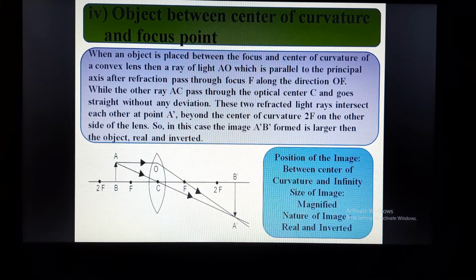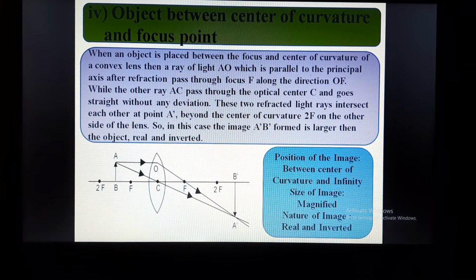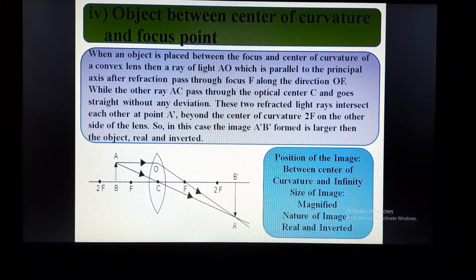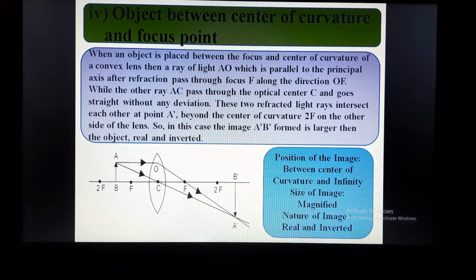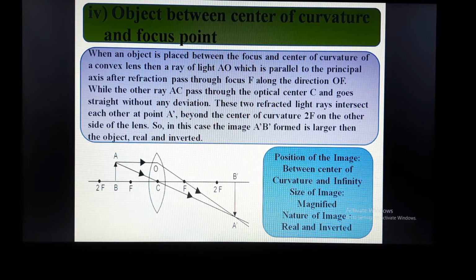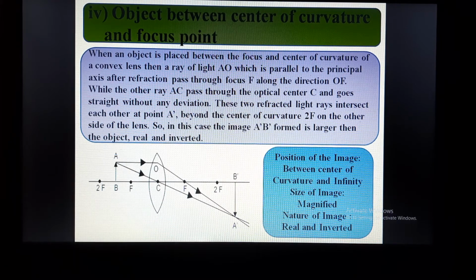An image will be real when the image is formed on the opposite side of the object. Here you see that object AB is placed in front of the lens, and the image A prime B prime is situated behind the lens. So this type of image is called a real image, and you see that the direction of image and object are opposite to each other. So this type of image is called an inverted image.